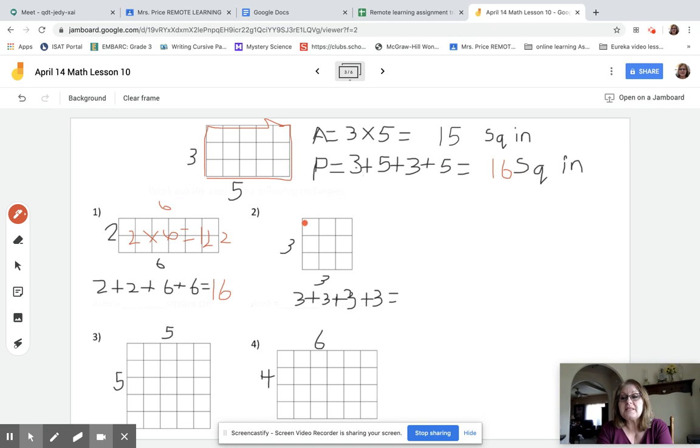Okay, so this is a square. To find the area, we would do length times width, which would be 3 times 3, which would equal 9, right? Because 3 times 3 is 9.